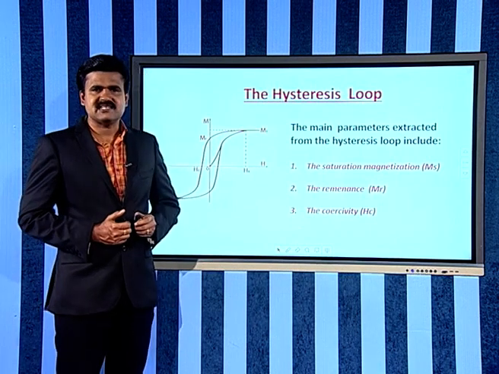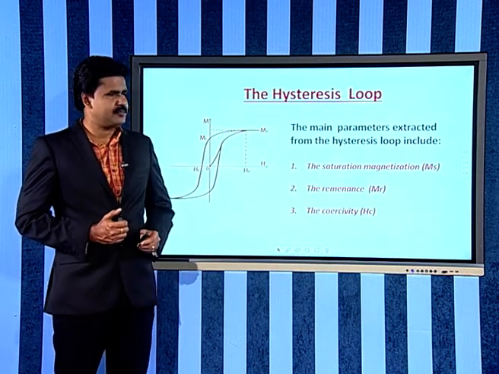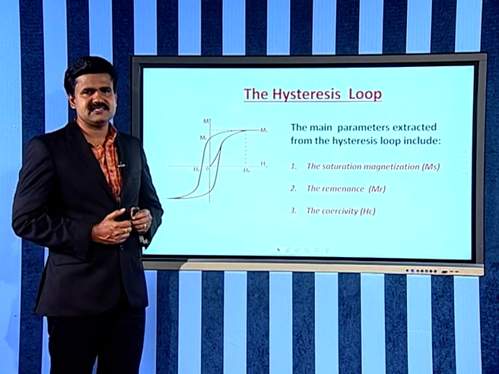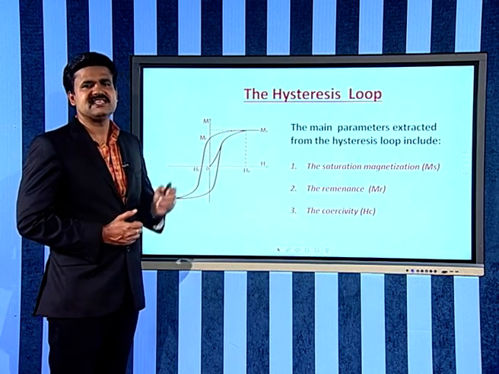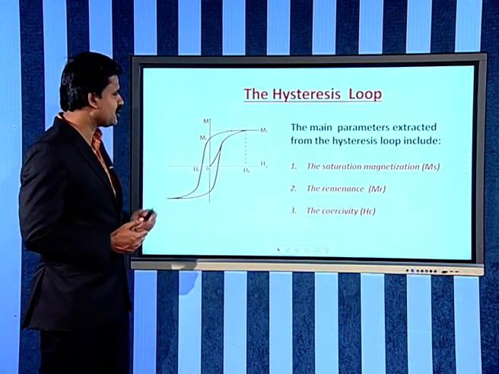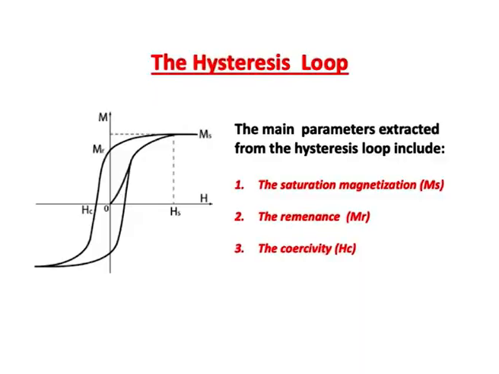The picture illustrates the hysteresis loop. The main parameters extracted from the hysteresis loop include the saturation magnetization MS, the remanence MR, and the coercivity HC. The hysteresis loop is almost an S-shaped curve.